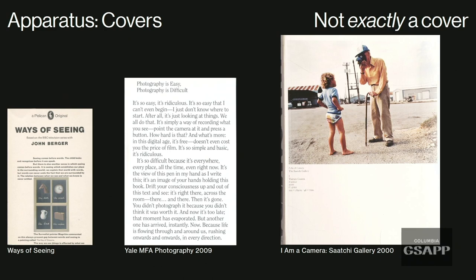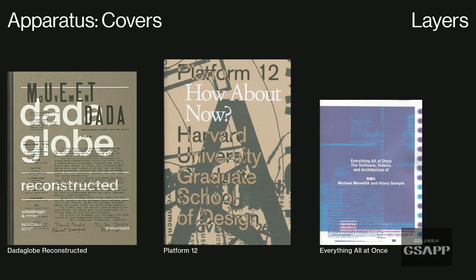I Am a Camera, the Saatchi Gallery 2000. This is a different case altogether, where the cover actually sort of exists halfway between the book. And it's a large, sort of a tome, so it's an impressive object too. But this is just a plate and a caption that begins on the front cover. So it's a sort of disarming thing in repositioning or reimagining where that cover exists.